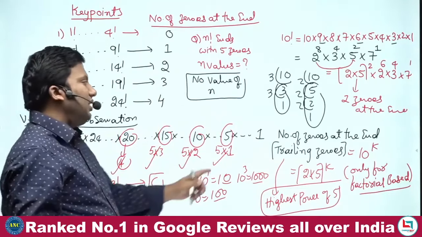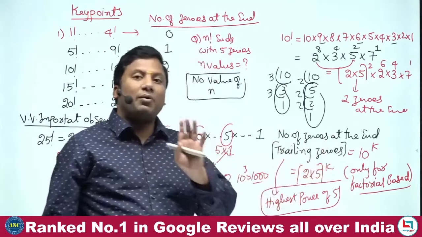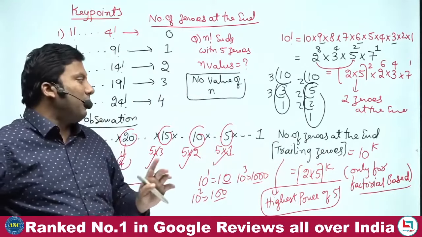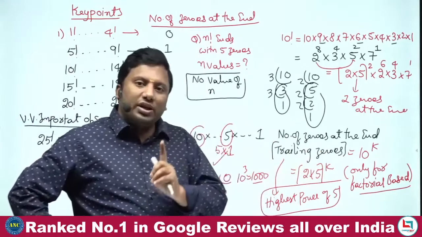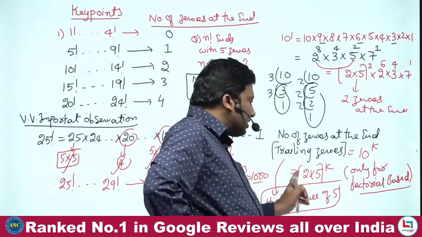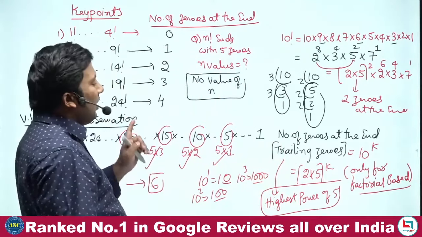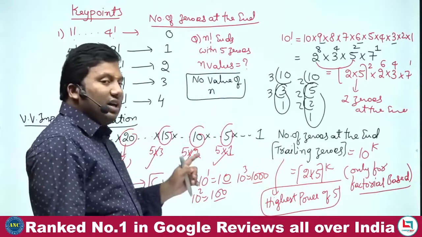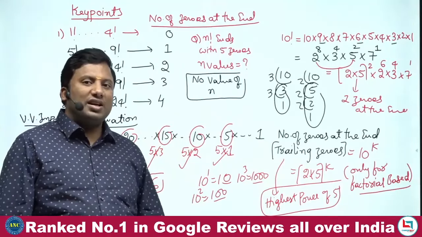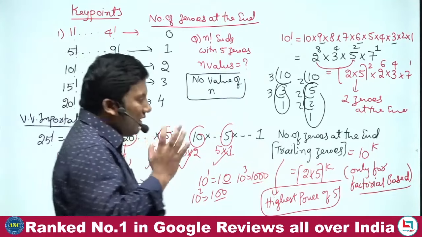Number of zeros at the end is always the highest power of 10. 10 is a composite number. A composite number can be written as a product of prime bases 2 and 5. Only for factorial-based problems, the number of zeros at the end is equivalent to the highest power of 5. Is the idea clear? Concept.